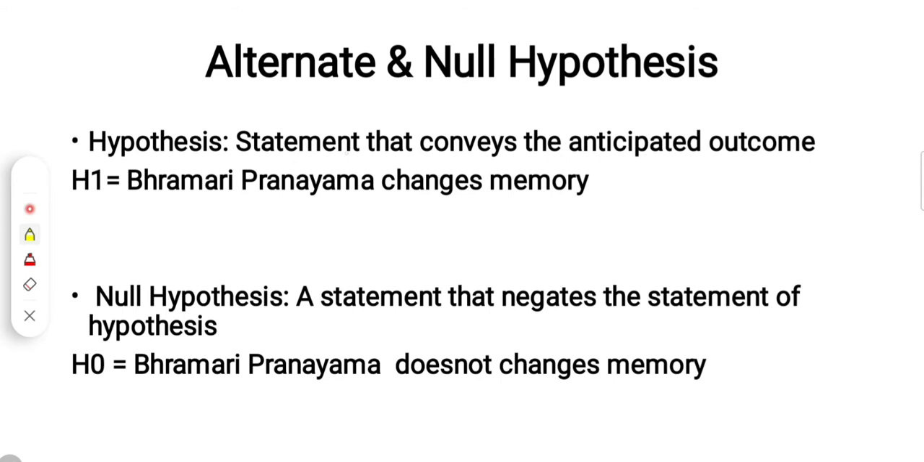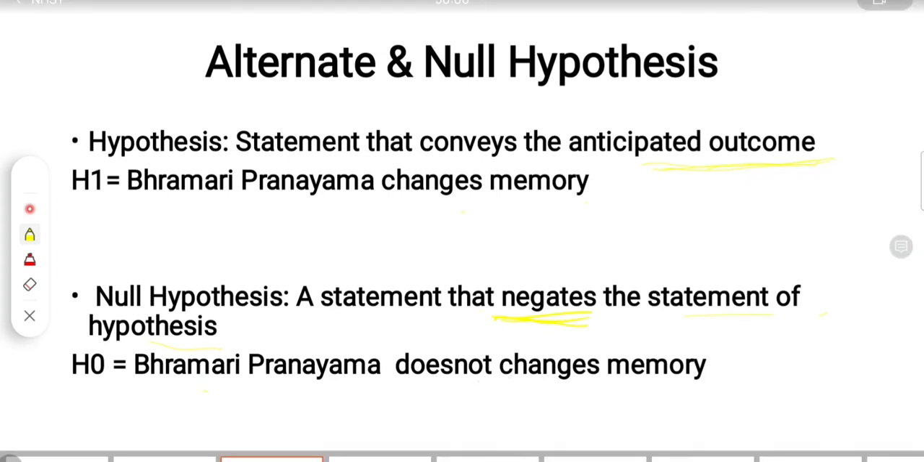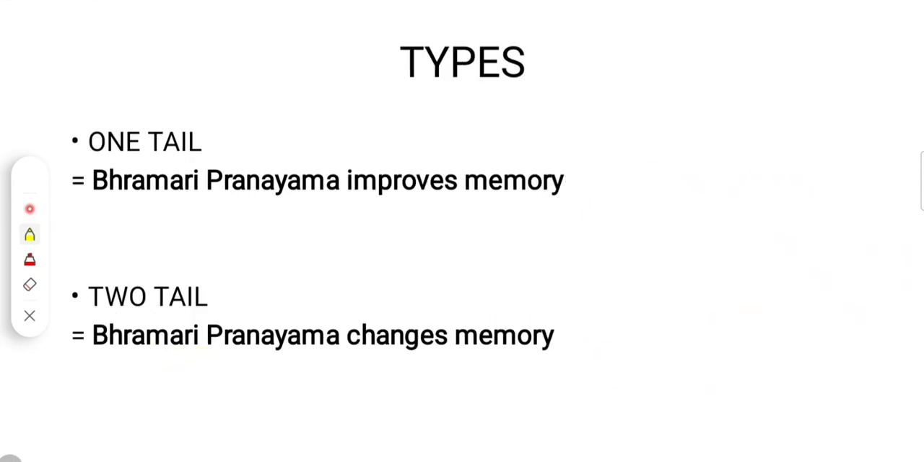As I said, a hypothesis is a statement that conveys the anticipated outcome. What we are thinking our result should be, it tells about that. For example, Brahmari pranayama changes memory. And the null hypothesis is a statement that negates, the important point, that negates the statement of the hypothesis. So here we go for the opposite: Brahmari pranayama does not change memory. Simple.